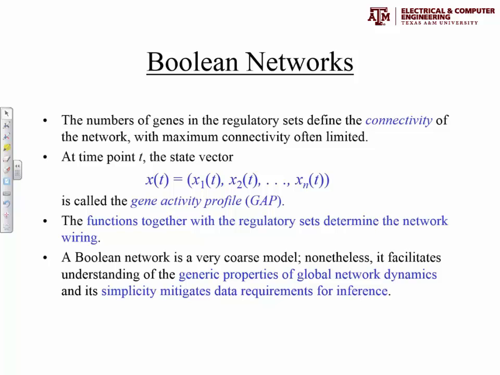So a Boolean network is a very coarse model. Nonetheless, it facilitates understanding of the generic properties of global network dynamics, and its simplicity mitigates data requirements for inference. Because it's binary quantization, you need a lot less data to infer the functions in the Boolean network.